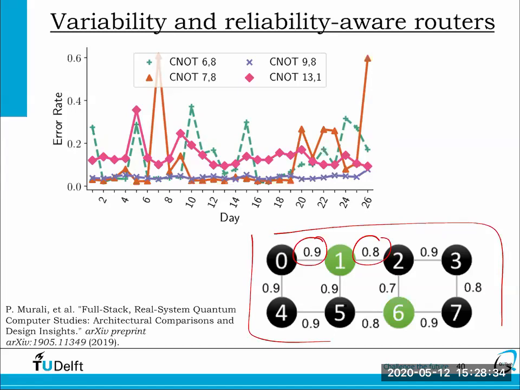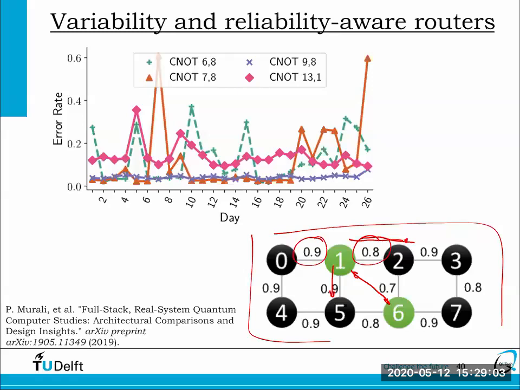For instance, if I want to perform a 2-qubit gate between Q1 and Q6, I have two options, right? Either I take this qubit, put it here, and perform the CNOT, or I move this qubit here and perform the CNOT. As you can see, these links, 09 and 08, have higher fidelity than those two links. Therefore, I will choose this path in my router.